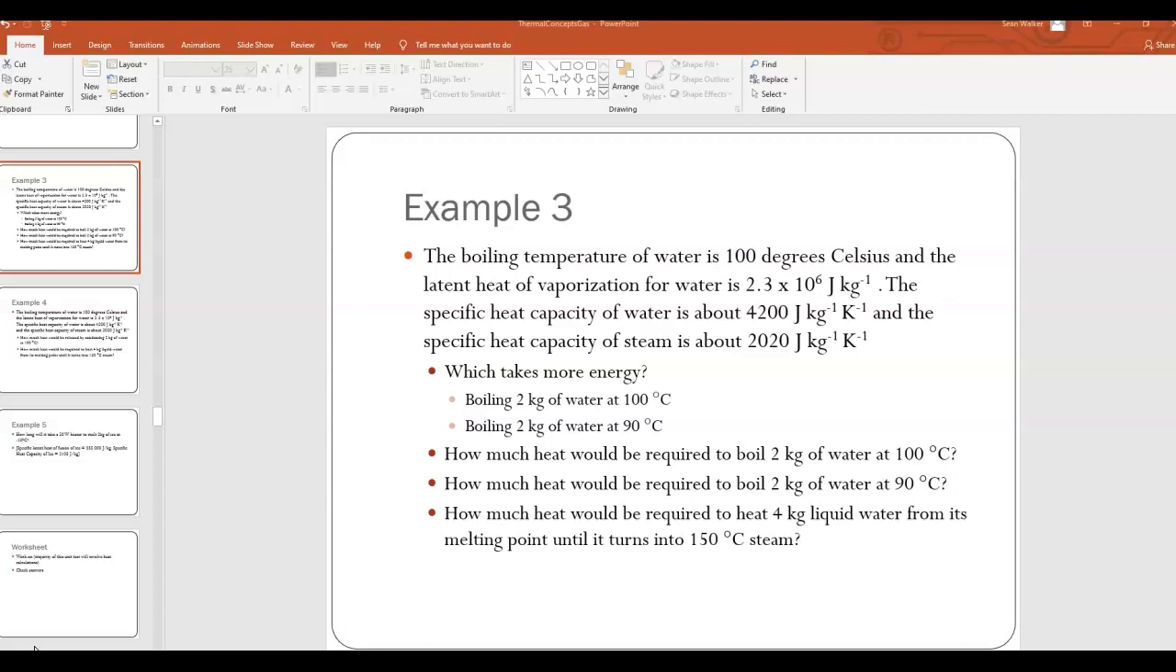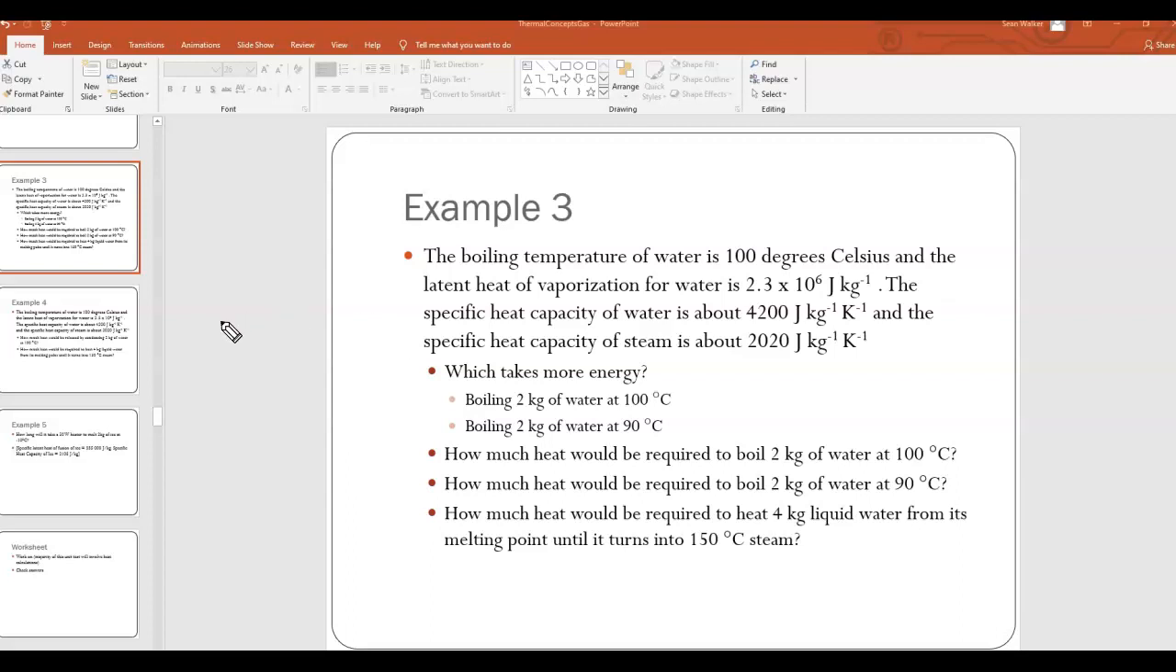Okay, so today we're going to be doing some more complicated calculations with latent heat. In the PowerPoint slide, we're on slide 67. This is example 3.